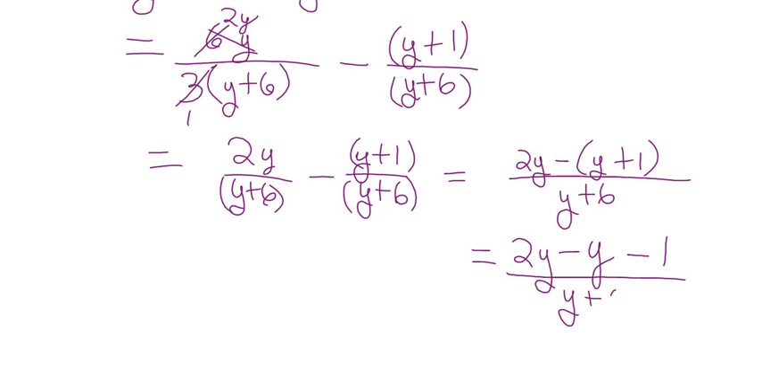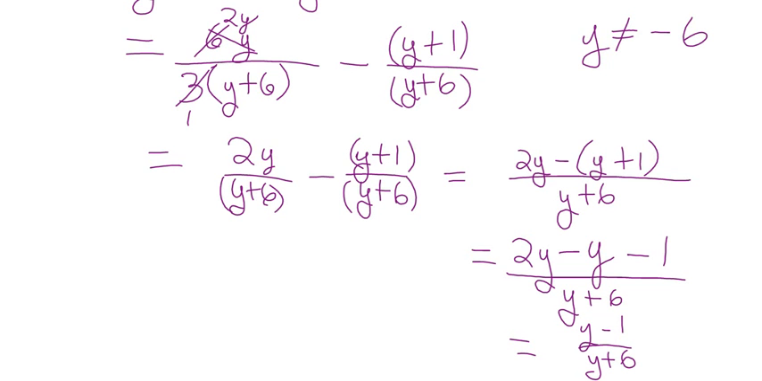Over y plus 6, which ends up as what? Y minus 1. Did we do non-permissible values? Y can't be negative 6. Restrictions. Good reminder. Questions?